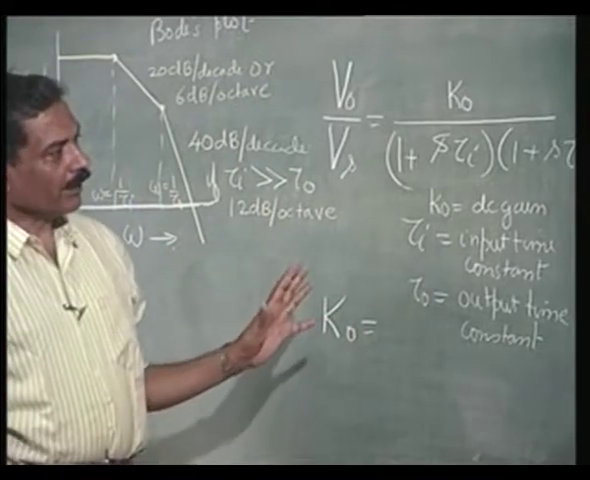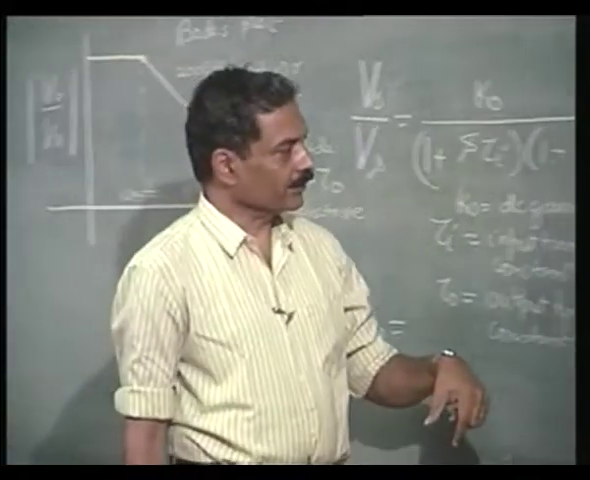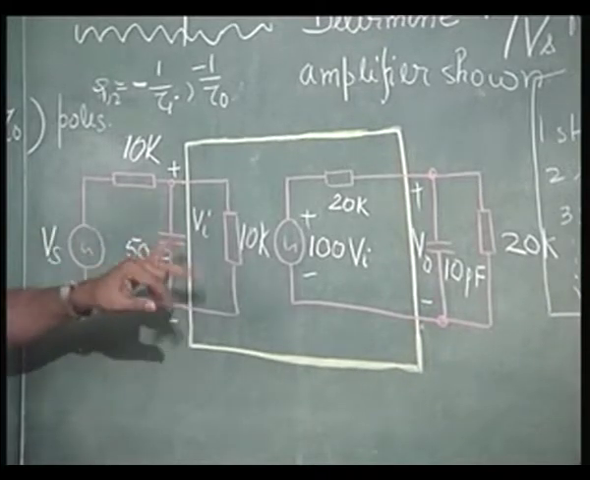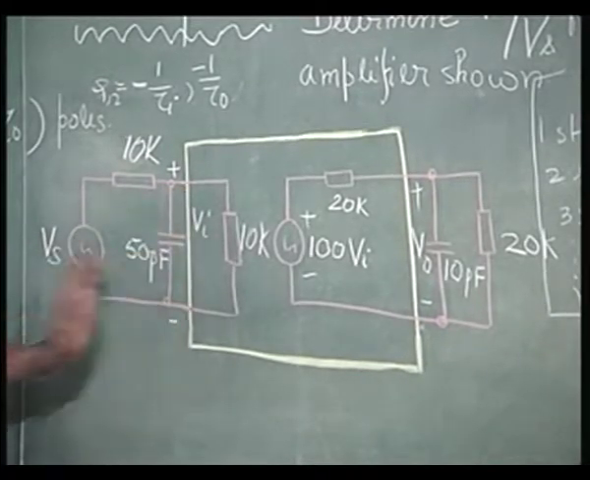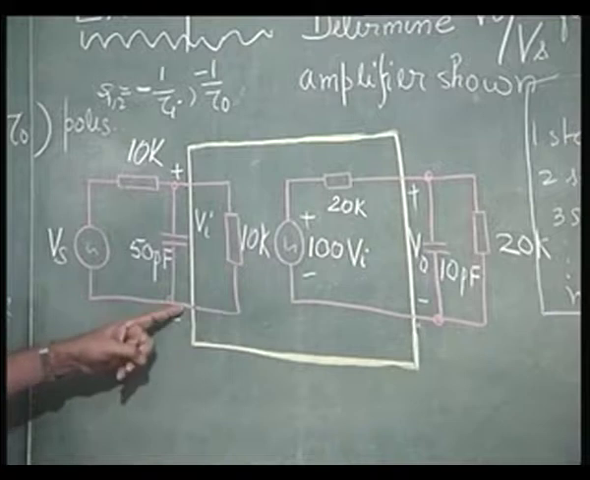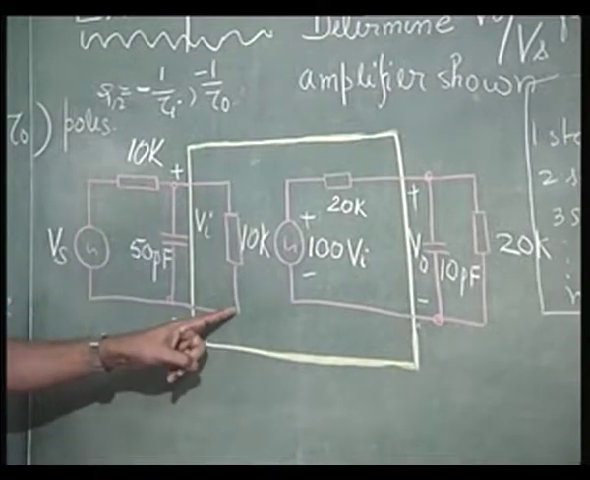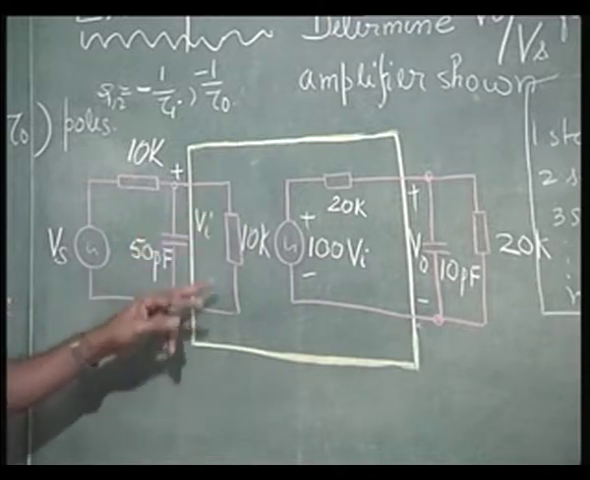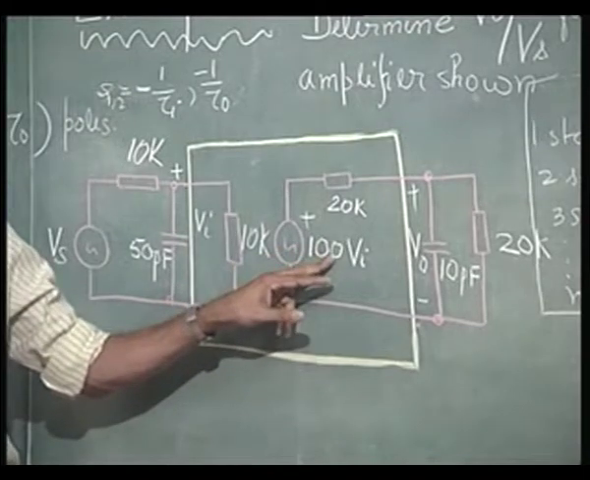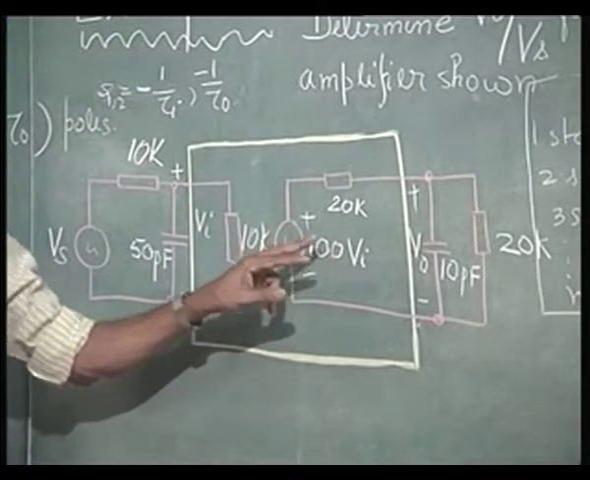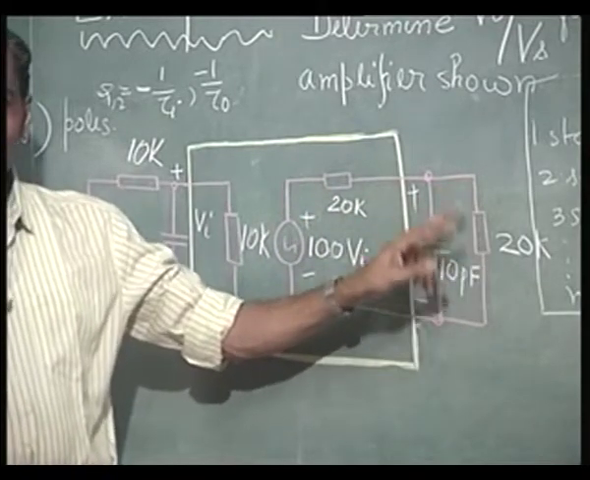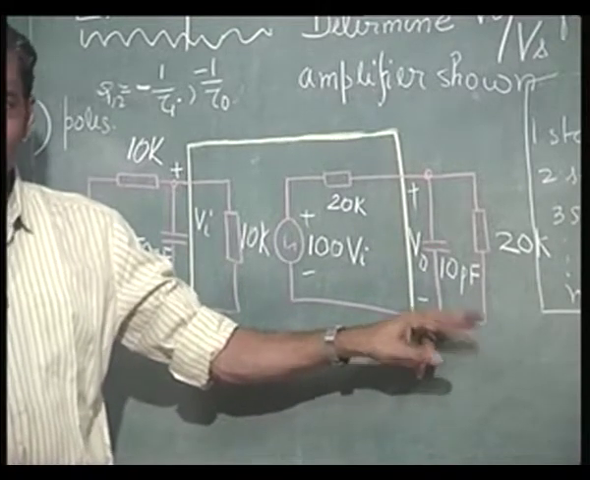Now, I would not like to write down any equation. Look at this circuit. For K naught, you forget about the existence of the capacitor. Vi is going to be half of Vs, because you have 10k here, 10k here. Again, that half of Vs is going to be multiplied by 100, so 50 times Vs appears here. That 50 times Vs again is going to be halved, because you have 20k, 20k. So, you have 25 times Vs. So, K naught is 25.